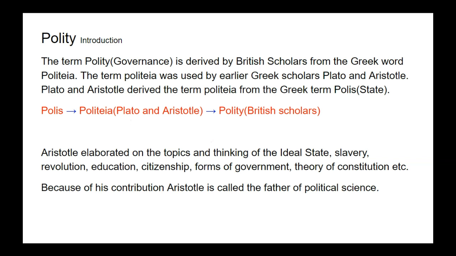Aristotle elaborated on the topics and thinking of the ideal state, slavery, revolution, education, citizenship, form of government, theory of constitution, and many more. Because of his contribution to the governance, Aristotle is called the father of political science. And as the modern concept of polity is derived from the Western world, we will learn the introduction of polity with respect to the Western world.